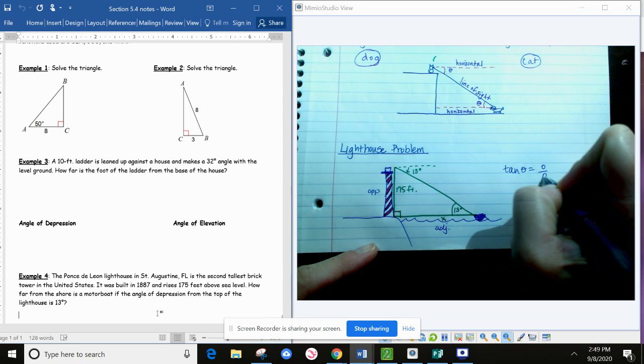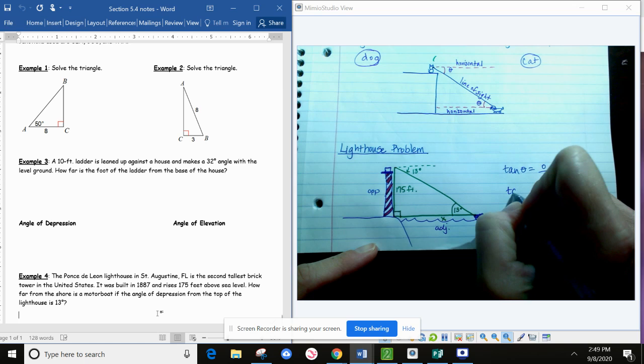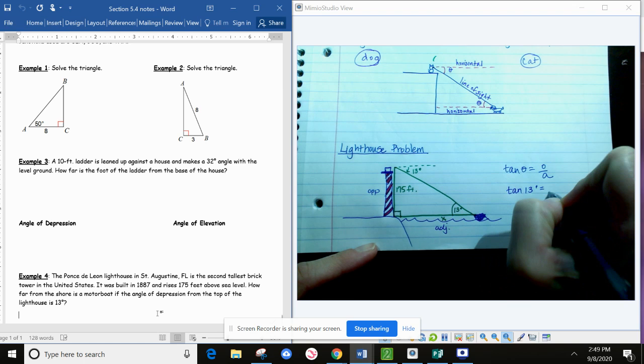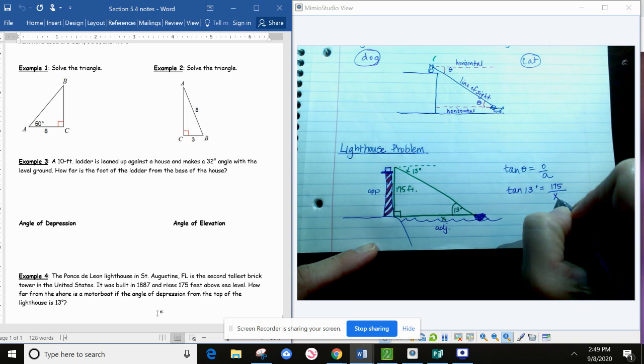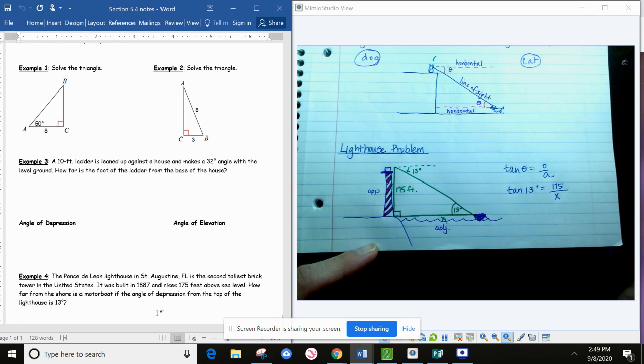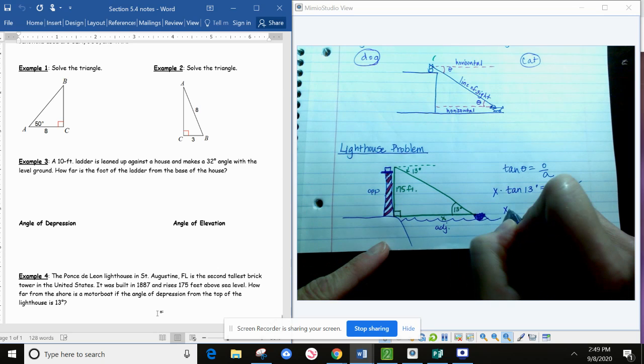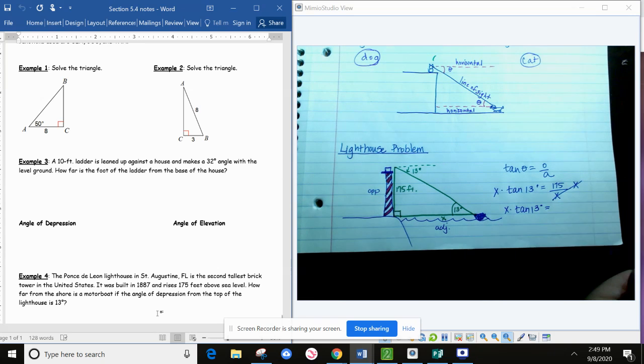We know the angle is 13. And then the opposite side is 175. The adjacent is the x, the unknown. And what you want to do is multiply both sides by the denominator of this fraction, no matter what it is, because the goal is to get rid of that fraction. Now, the problem we did originally at the top, I wouldn't do that. But if you've got an x on this fraction, you've got to get that fraction to go away. So multiply by the denominator on both sides.